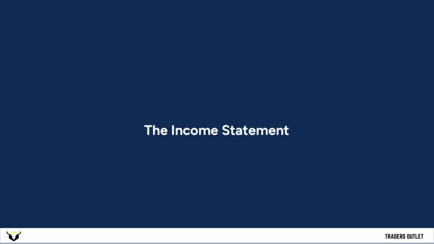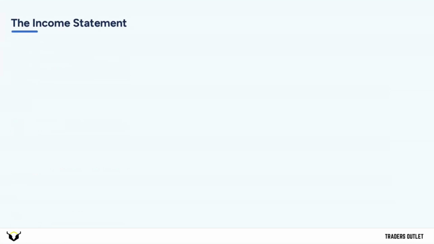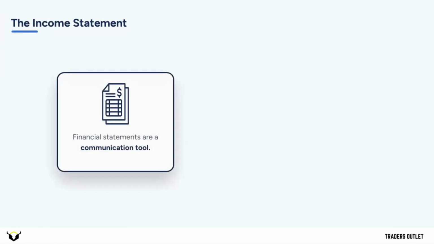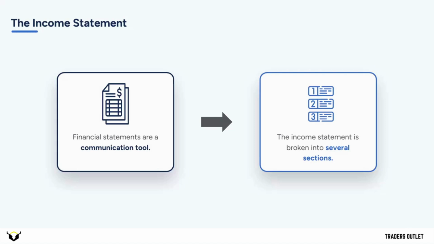Let's explore the income statement in more detail. As we previously talked about, financial statements are truly a communication tool. They are designed to provide information to many types of readers of financial statements. So, as a result, the income statement is consistently broken out into several different and unique sections. Let me take you through those sections in a lot more detail now.